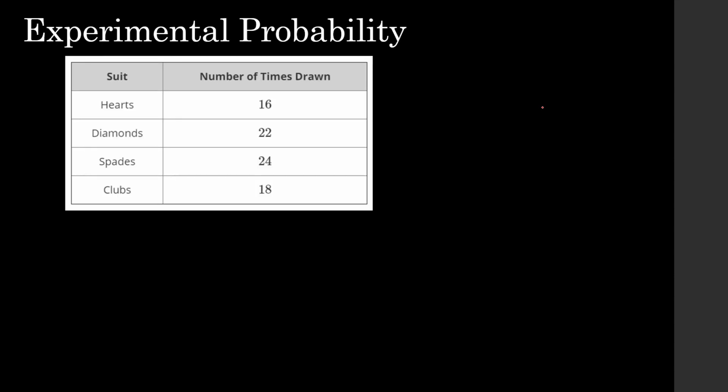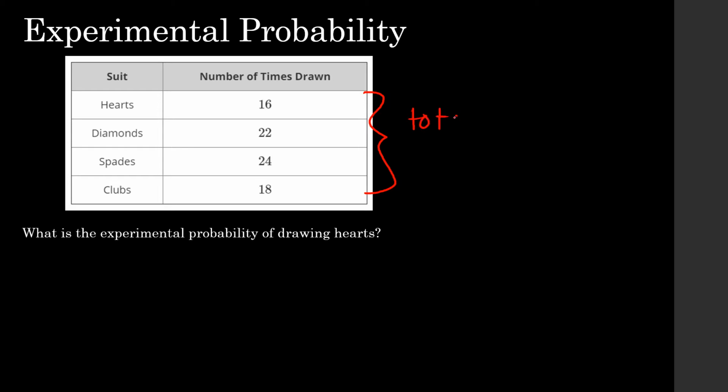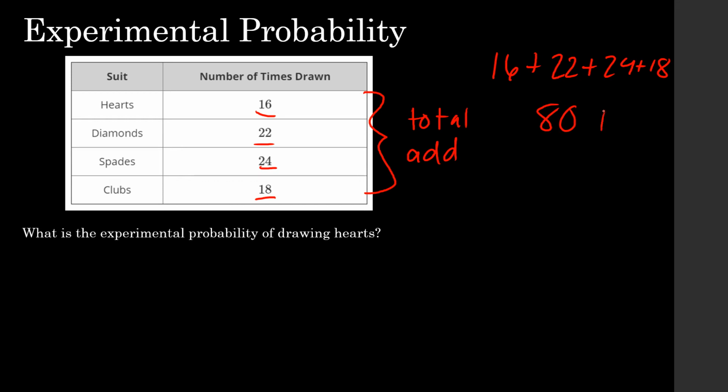So here we have an experimental probability, and I want to know what is the experimental probability of drawing hearts. Well, remember that I need to add all 4 of these together. This will give me my total. So my total is going to be to add all of these numbers together, the 16, 22, 24, and 18. When I'm adding all 4 of these together, that is telling me how many times I did this experiment, or the total number of trials. So when I add all of those together, I get 80. So 80 is my total, so that means 80 is going to go on bottom.